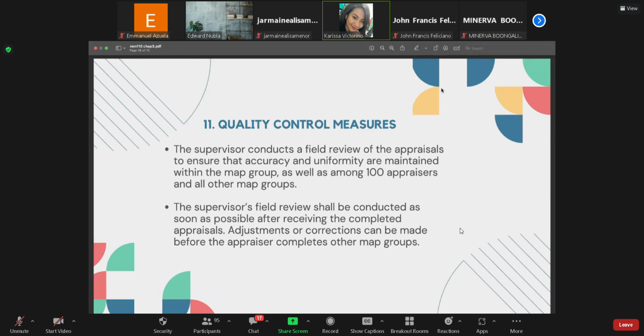So the supervisor's field review shall be conducted as soon as possible after receiving the completed appraisals. Adjustments or corrections can be made before the appraiser completes other map groups. So in conducting the field review, the supervisor shall check appraisals in relation to the benchmarks. Also, the land and depreciation schedule shall be developed for the neighborhood.